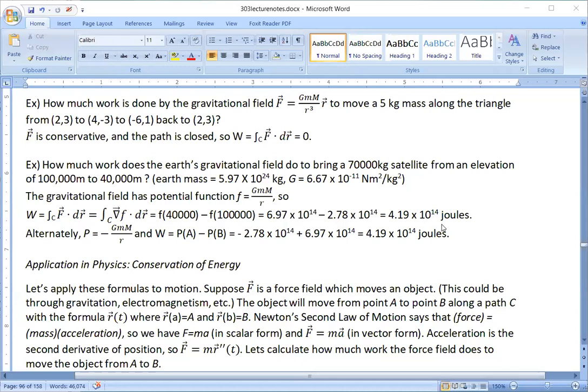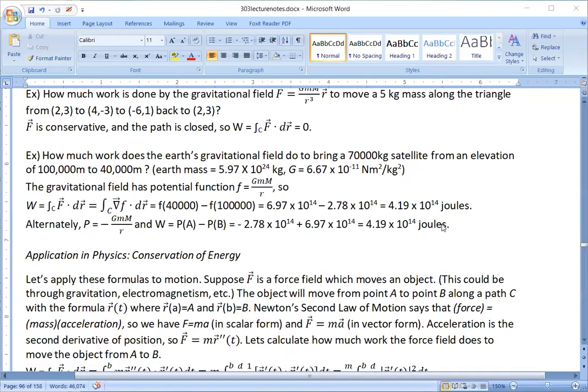Okay. So Newton's second law of motion says that force equals mass times acceleration. So we have F equals ma in scalar form, but we're going to be interested in vector form. So vector F equals m times vector a. Now further, we know that acceleration is the second derivative of position. So we can write that as force F equals m times r double prime of t. So now that we've written this out in vector form, let's actually try to calculate how much work the force field does to move the object. So let's get into it.